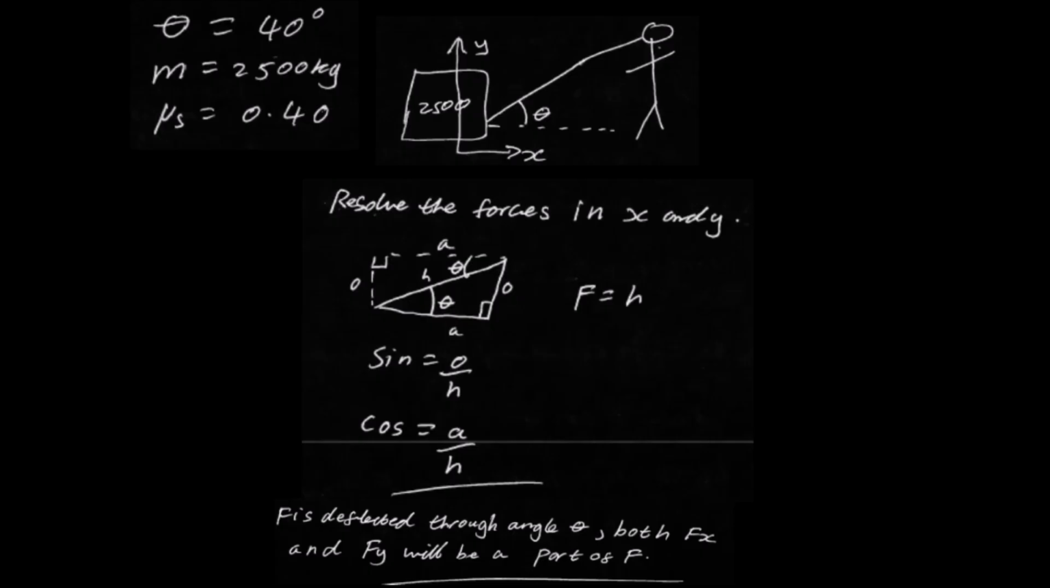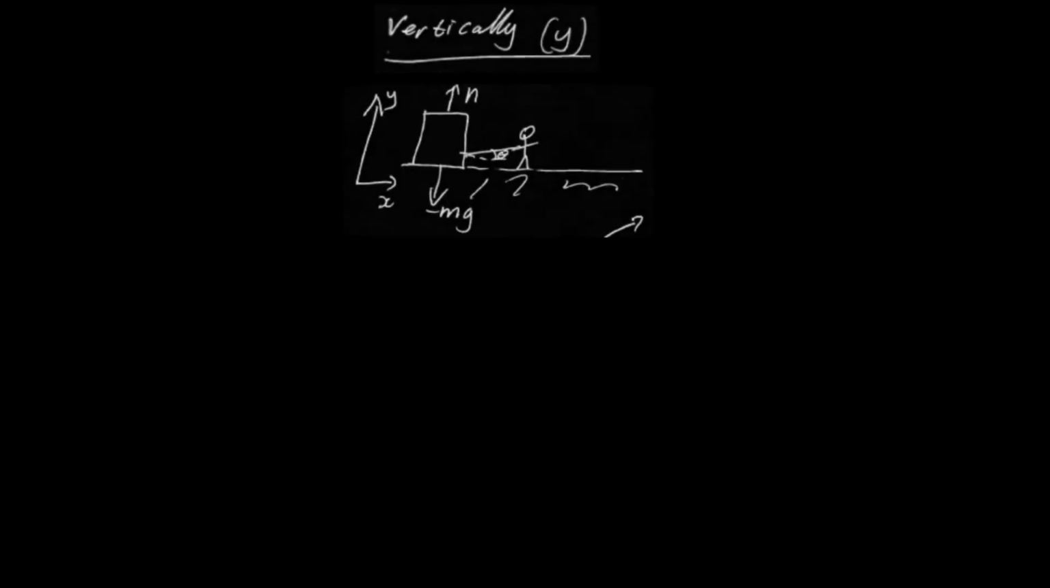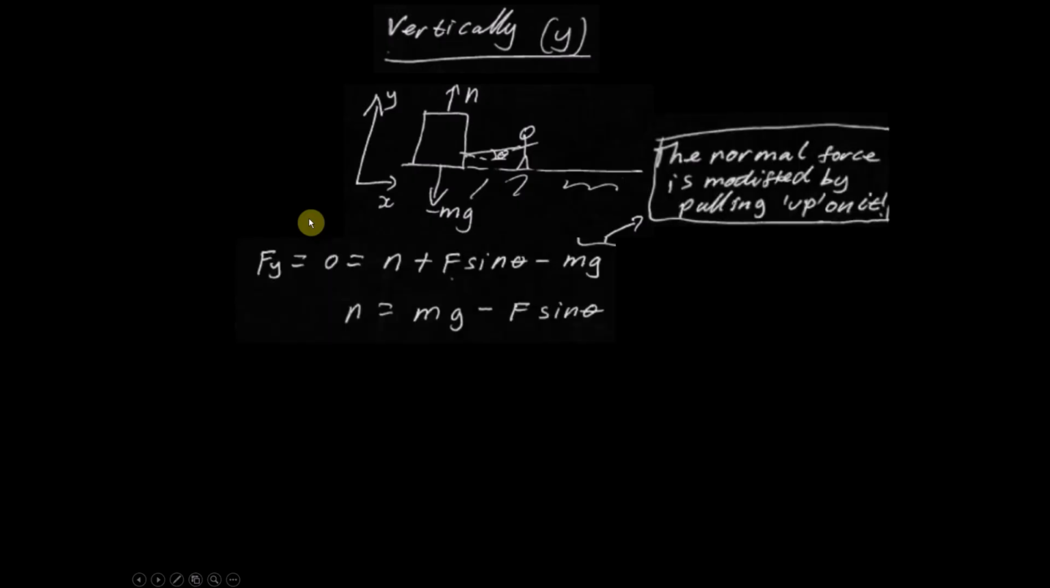But it doesn't matter what we're looking for, our approach is always the same, and that means we resolve our forces vertically and then horizontally, or you could do it horizontally or vertically, but treat them as separate and then put them together. So here's our crude diagram once again. Here we're looking at the y direction. We'll have n upwards and negative mg, and here's our little man pulling his block.